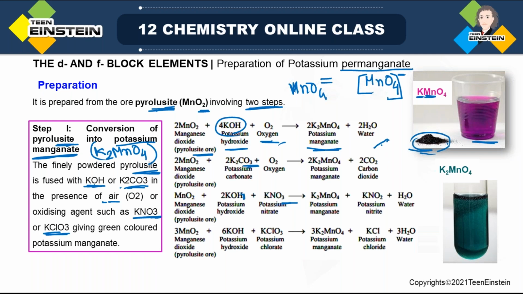So here 4 different equations are given. You can use any of these equations. So KOH for fusion, KNO3 for oxidizing agent. Then in the second equation, we have used KClO3 as oxidizing agent and KOH as we have used in the third equation. But the important thing is, in each reaction, you are getting potassium manganate, right?